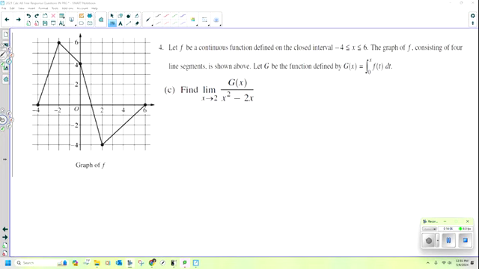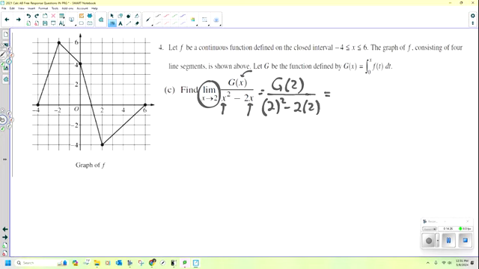You're a good kid. We are going to try to always plug the 2 in first for x and see if it works out. g of 2 over 2 squared minus 2 times another x, which is 2. Oh boy, we have an issue here. The bottom is going to be 4 minus 4, 0.